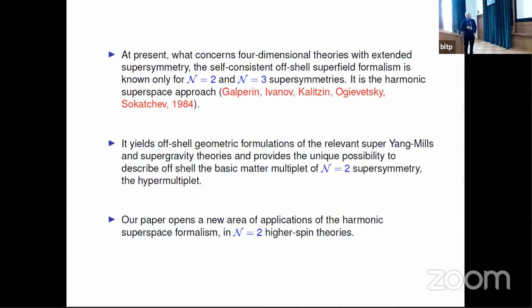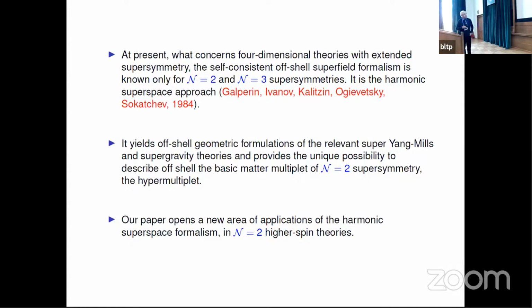But what is the harmonic superspace approach? At present, superfield formulations exist for all standard theories with spins not higher than 2. Of course, it exists for the N=1 case. It is just well known. But what concerns extended supersymmetries, they are known at present only for N=2 and N=3 supersymmetric field theories, and these formulations are based on the harmonic superspace approach developed in 1984 in our paper with Sasha Galperin, Stelian Kalitsyn, Viktor Ogievetsky, and Emery Sokatchev.